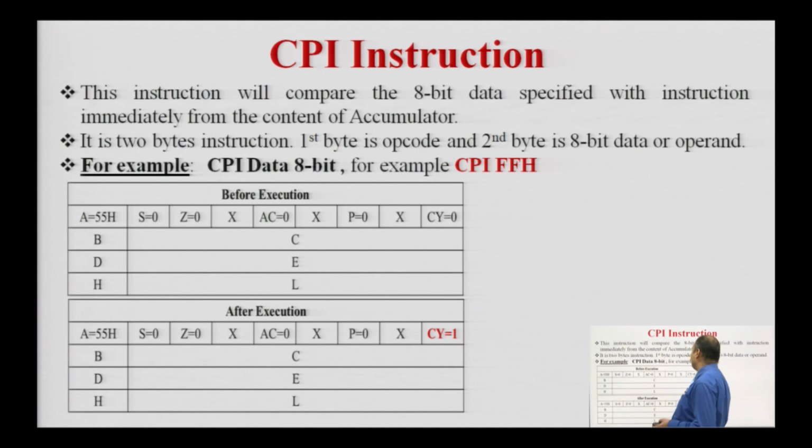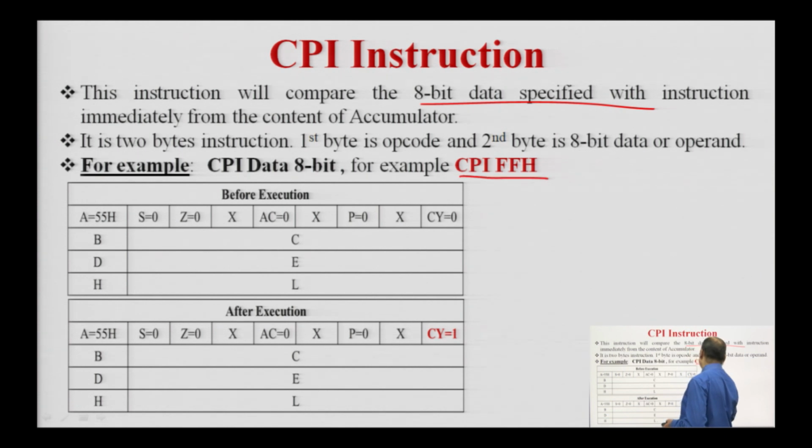Next is the CPI instruction. This instruction will compare the 8-bit data specified with the instruction immediately from the content of the accumulator. It is a 2-byte instruction. The first byte is the operation code, the second byte is the 8-bit data. The general format of this instruction is CPI data 8-bit.